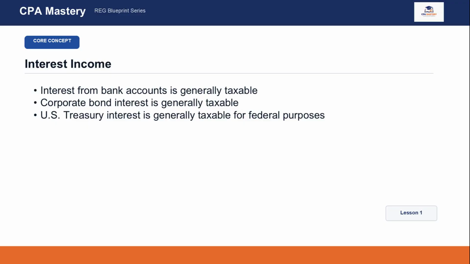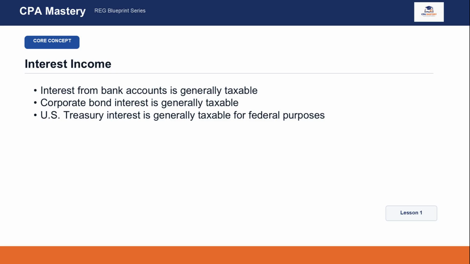Interest income arises when the taxpayer lends money and earns a return for allowing someone else to use that money. For REG purposes, most interest income is taxable. Bank account interest is taxable. Corporate bond interest is taxable. Treasury interest is generally taxable for federal income tax purposes, even though state treatment can differ.